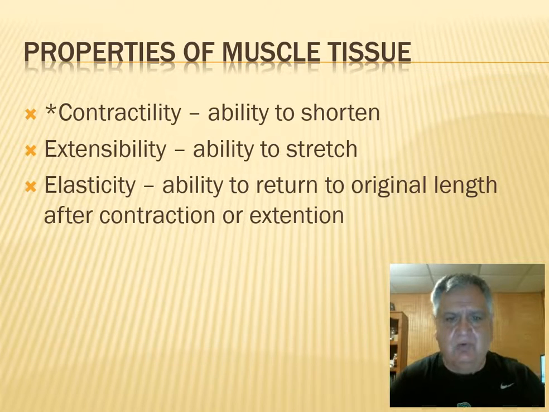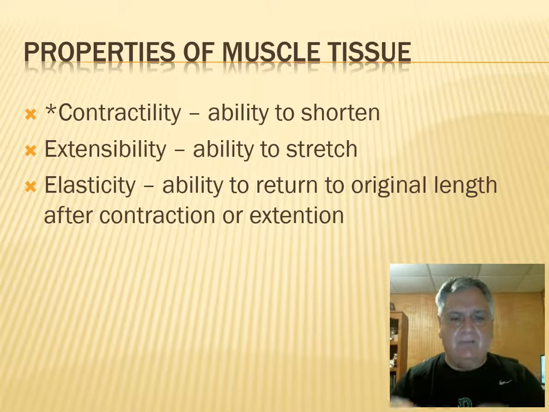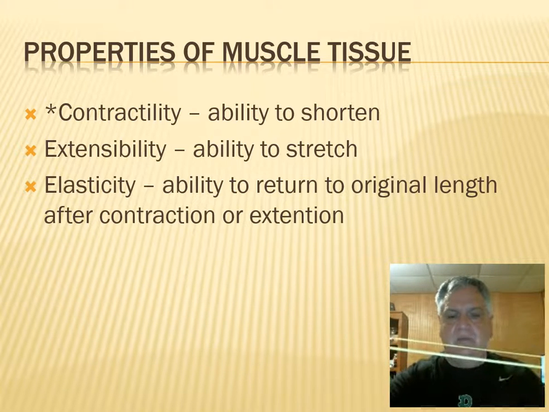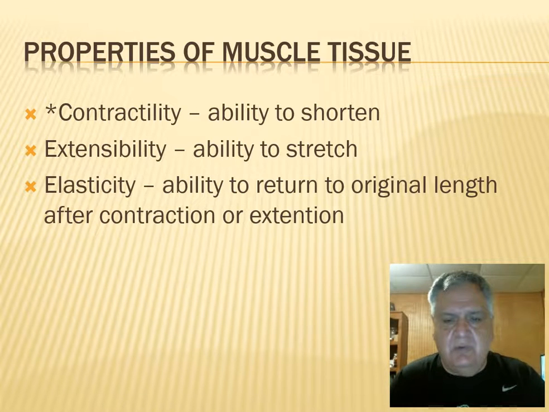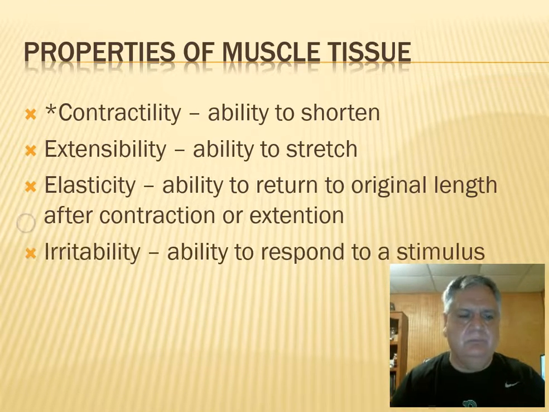For muscle tissue, elasticity refers to the ability not only to snap back after it's been extended this way, but to also return to its original position or original length after a contraction takes place. So we'll be looking at that as we go along as well.